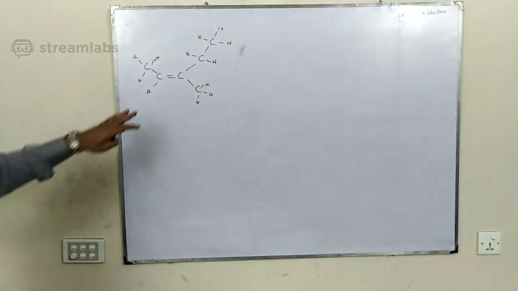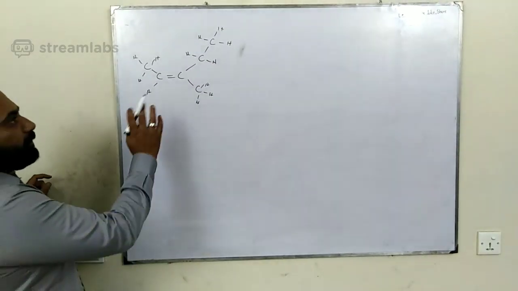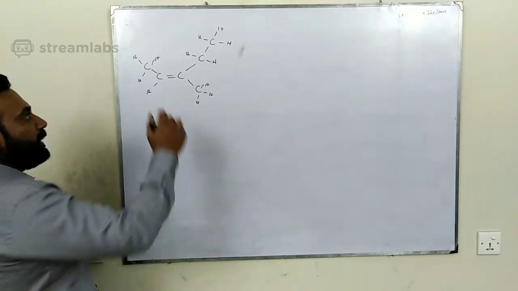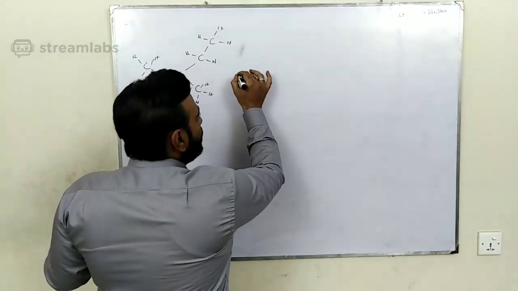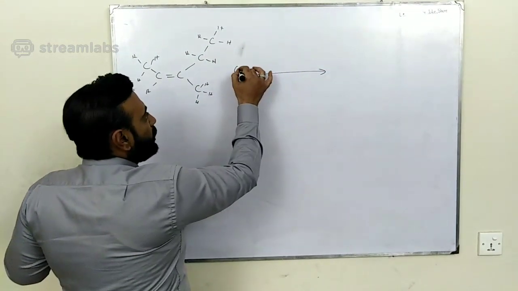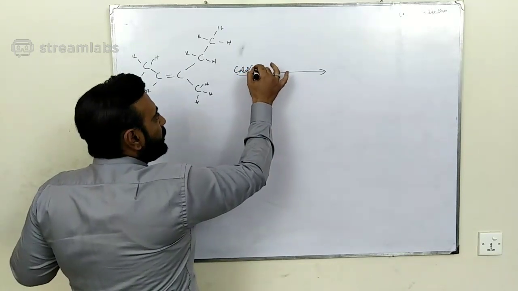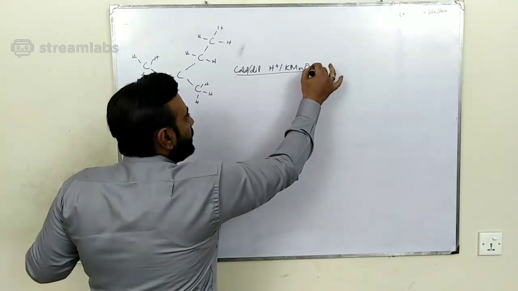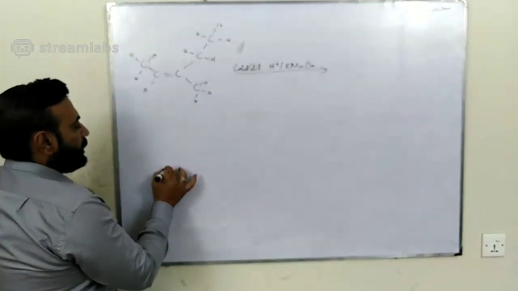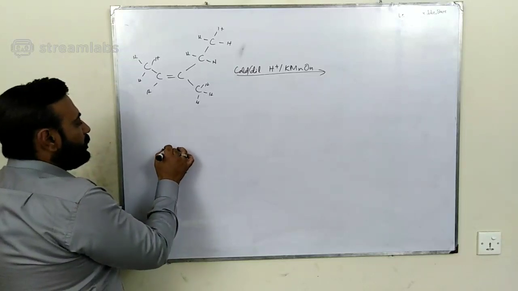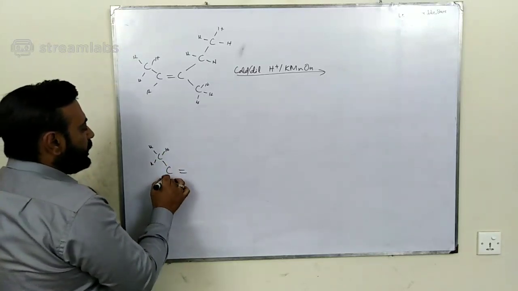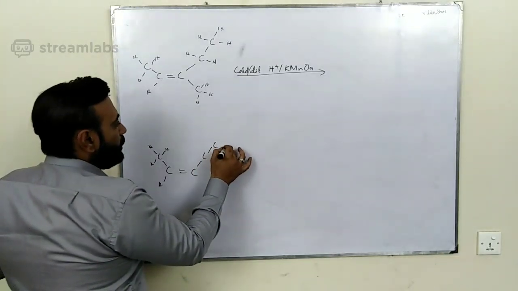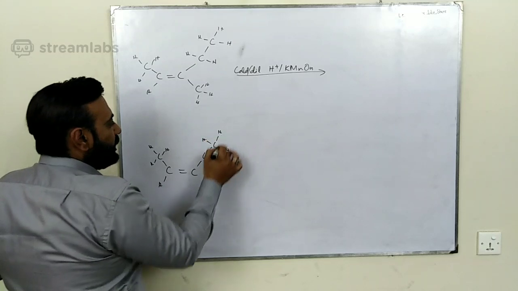Now this compound is 3-methyl-pent-2-ene. We can oxidize this either way. We can use cold dilute KMnO4 and we can use hot concentrated KMnO4. If we are using cold dilute acidified potassium manganate, and the other situation would be when we are oxidizing it by using hot and concentrated acidified potassium manganate.